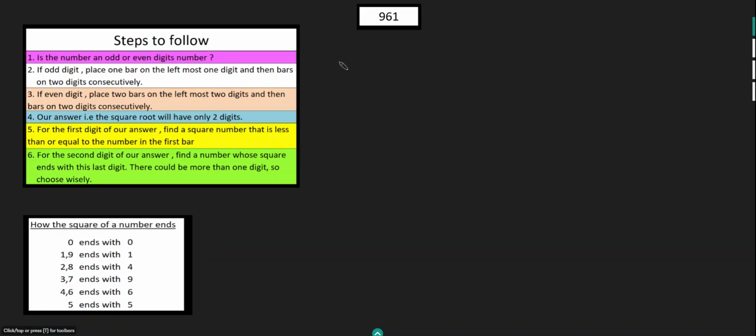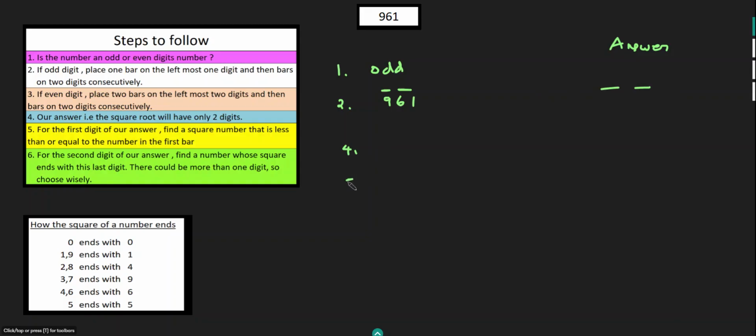Now we will find the square root of this number 961 using this method. So in the first step, we know that this is a three-digit number, so it is an odd-digit number. And so in the second step, we have to place the bars. So let's take the number, which is 961. We should place one bar on the leftmost one digit. So I'm placing one bar on the digit 9, and then I can place a bar on the two digits. We're done with the second step, which means we can skip the third one. Now our answer is two digits.